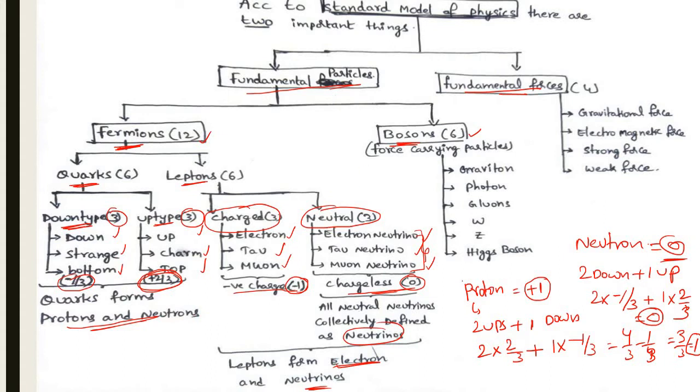Later, fundamental particles are divided into fermions and bosons. We discussed all fermions. Now we come to bosons. Bosons are generally force carrying particles. These are 6 in number: graviton, photon, gluon, W, Z and Higgs boson. We will discuss all these things. The standard model of physics discusses two things, fundamental particles and fundamental forces. Fundamental forces are generally four in number: gravitational force, electromagnetic force, strong force and weak force.